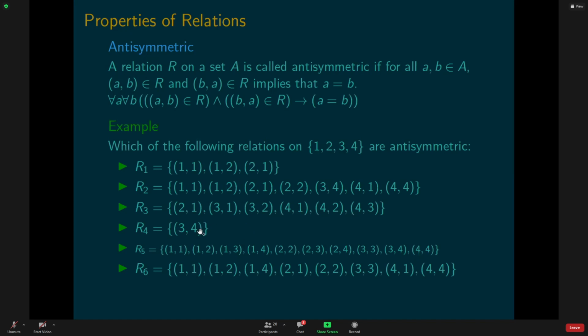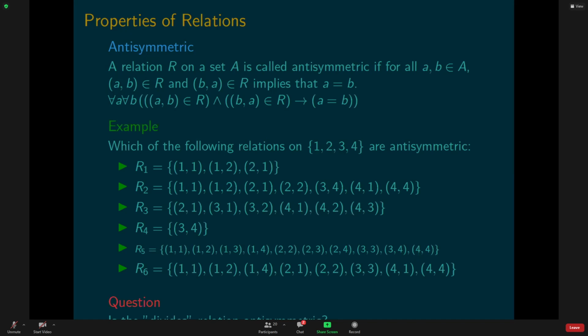And Omer Farouk says R3 is antisymmetric. It is antisymmetric, R4 and R5. R5, I'm not 100% sure. Yeah, maybe. Yes. Okay.